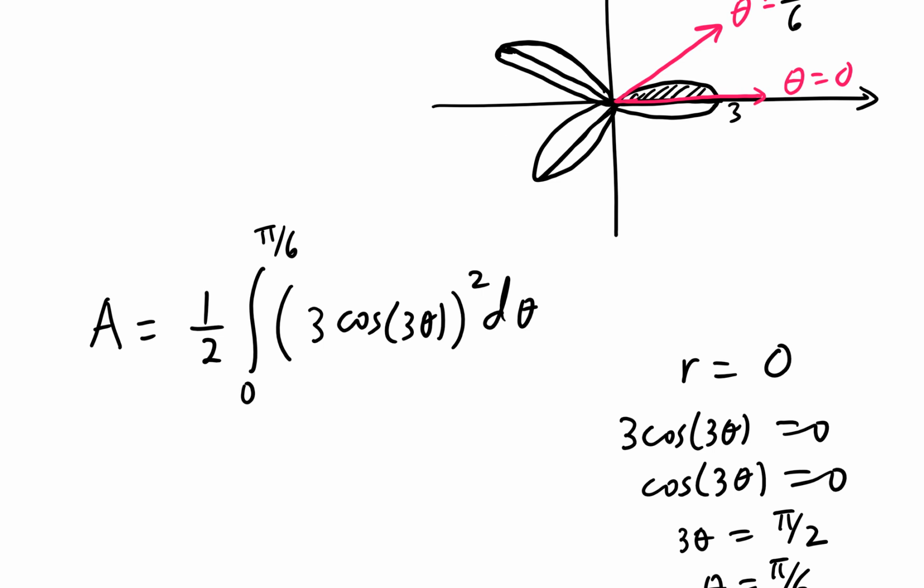Now that will give me only one piece. How many identical pieces are there? There's 1, 2, 3, 4, 5, 6 pieces. So we could multiply the whole thing by 6 to give me the area of all 3 roses combined.